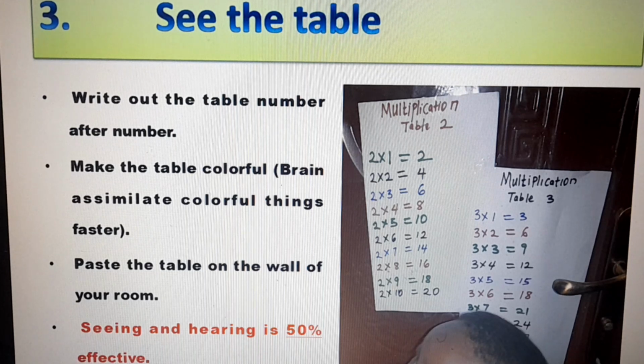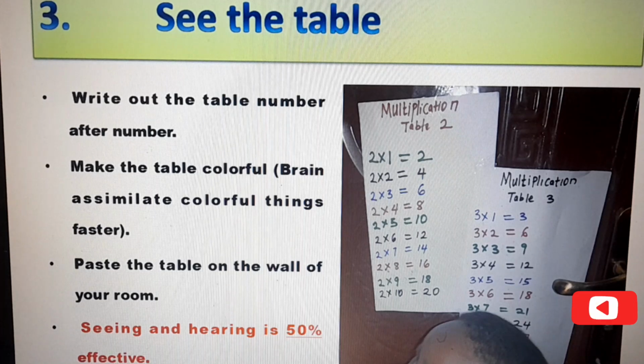By continuous seeing of the table every day, gradually he gets to master the table. I can see from my write-up, it is written, write out the table number after number. As you can see, this is multiplication table 2 and multiplication table 3 that is being pasted on the wall for the boy to see.